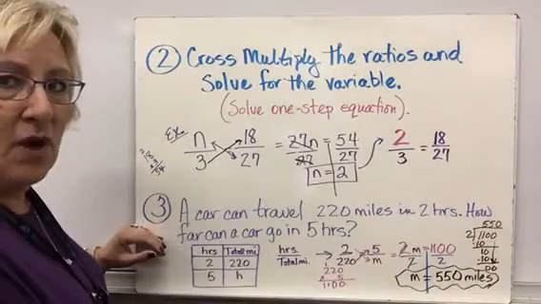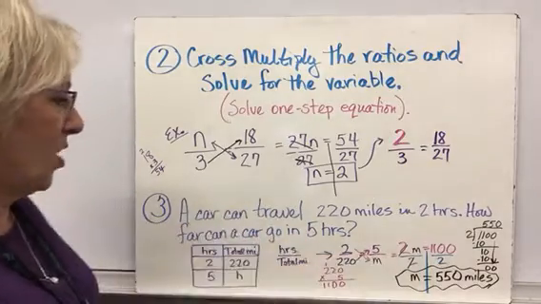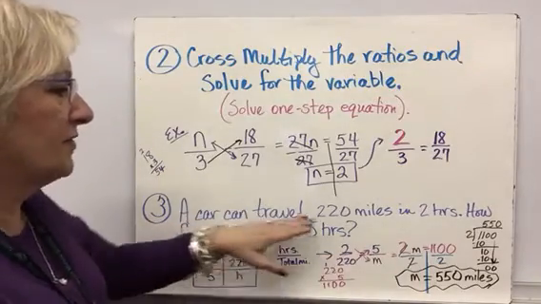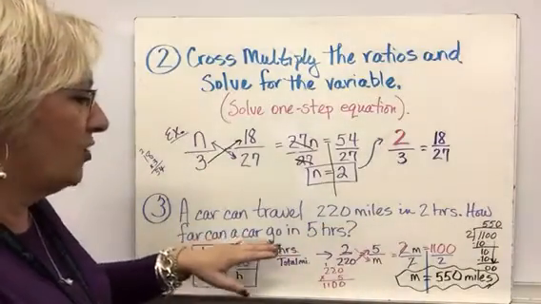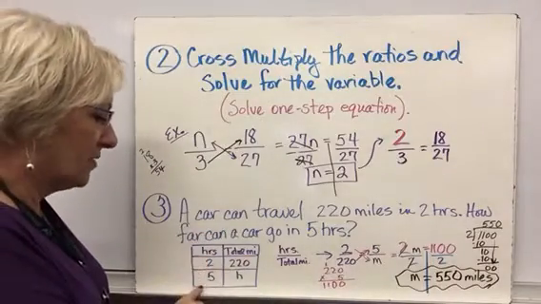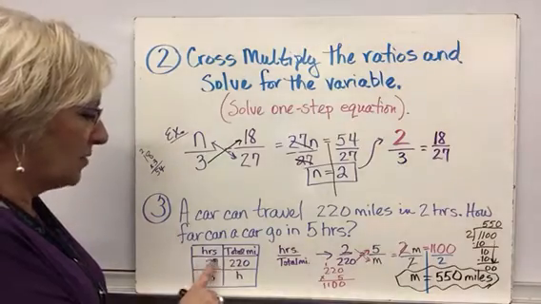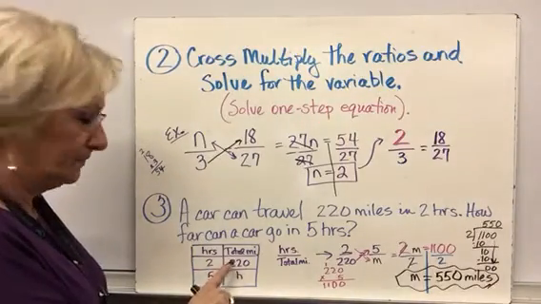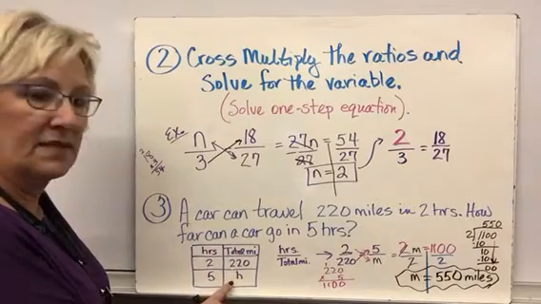Let's look at an example of how we're going to use this ratio table to help us solve this problem. A car can travel 220 miles in 2 hours. How far can the car go in 5 hours? So if I'm going to compare the two, I'm going to put my hours over here and the total miles that they can drive over here. So I know in 2 hours it goes 220 miles. If I travel 5 hours, how many miles can I go?